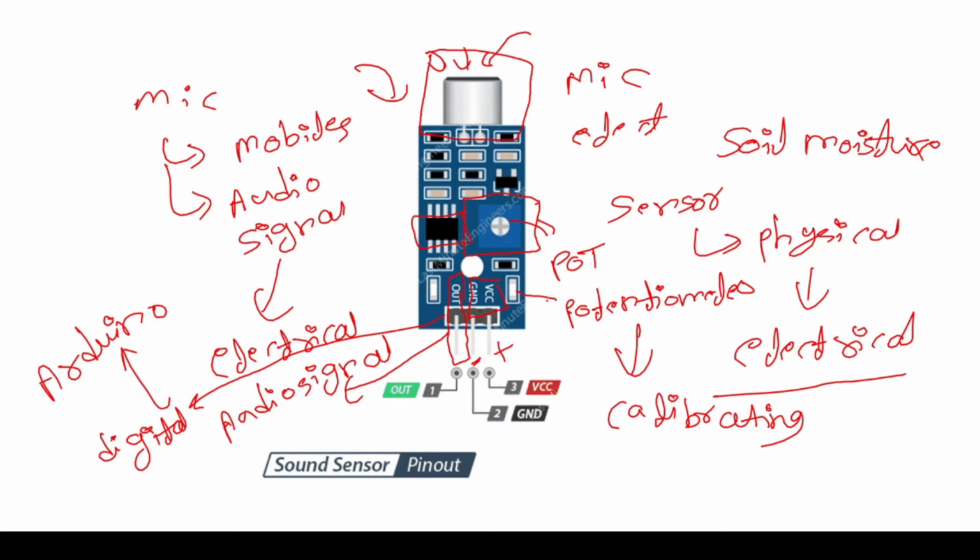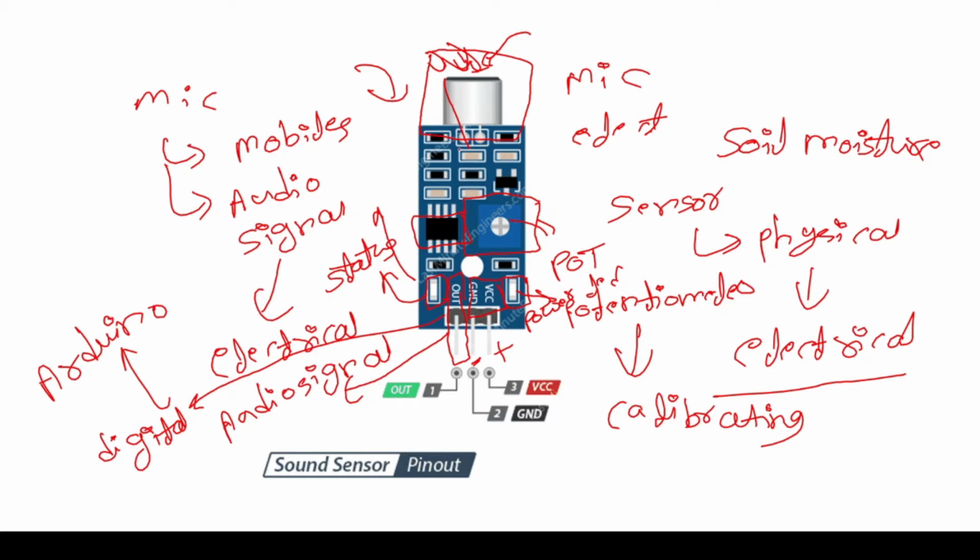Here you have a power LED, which indicates whether the module is powered on or not. And here you have a status LED, which represents whether the module is receiving any signal or not. If you are speaking, giving an audio signal, and the status LED blinks, that means the module is effectively capturing the audio signal you provide at the mic. So this is about the sound sensor.